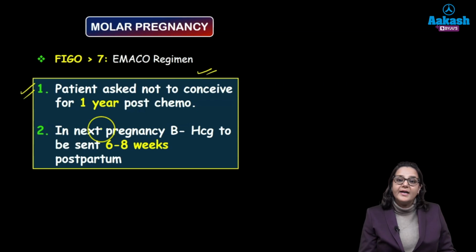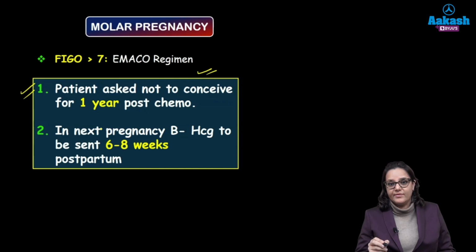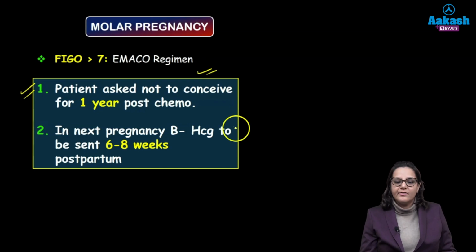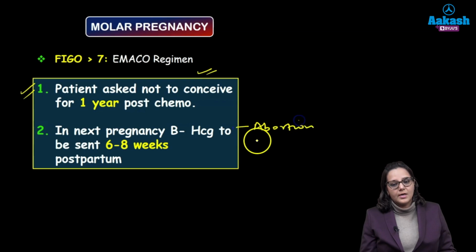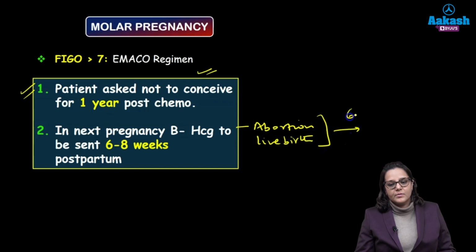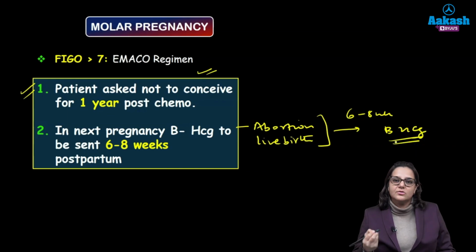Okay. And in the next pregnancy, she is instructed that she has to get her beta HCG done 6 to 8 weeks after the pregnancy event. So what do we mean by that? If the next pregnancy is an abortion, okay, or again if it's a live birth, then after delivery or after MTP, 6 to 8 weeks after this, she will send her sample for beta HCG, because there can be increased chances of recurrence.